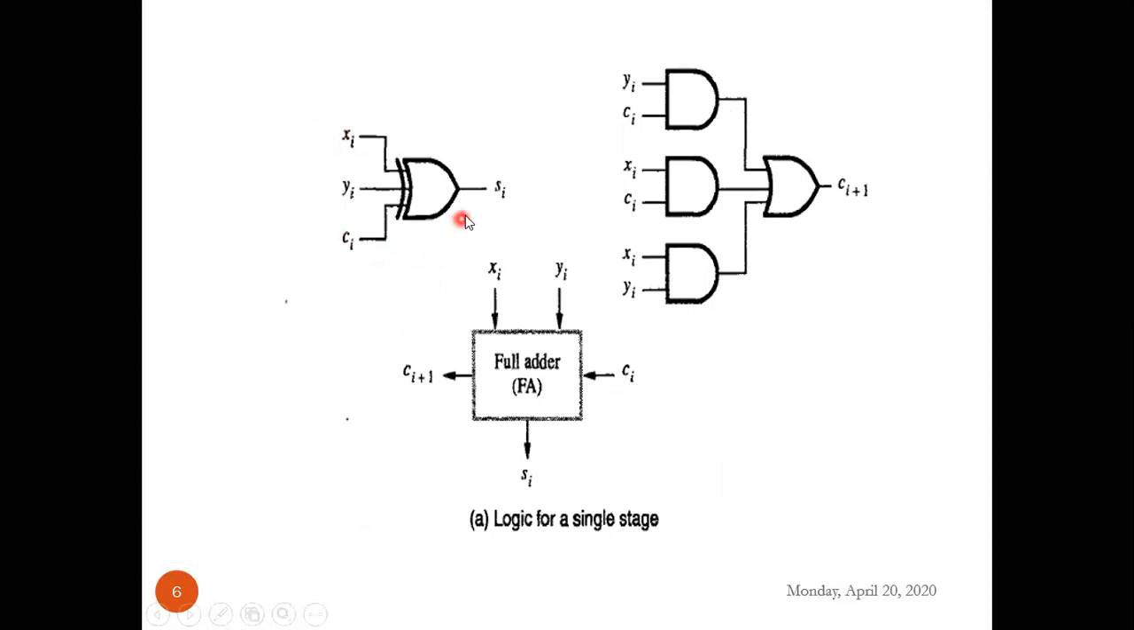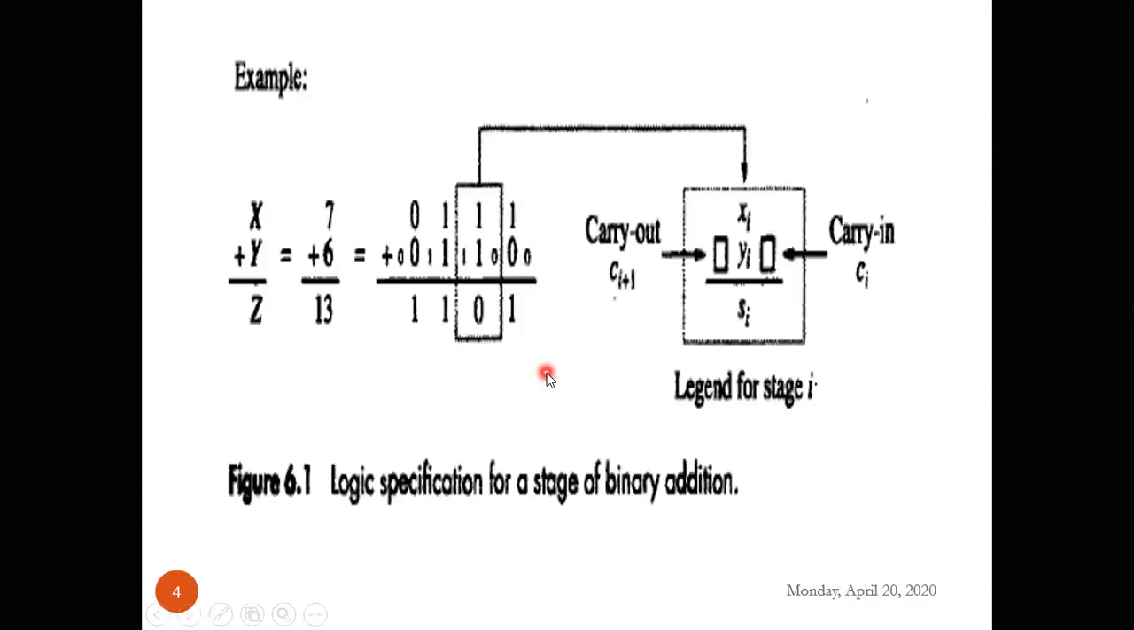As I said, I require 1 3 input XOR gate and 1 3 input OR gate and 3 2 input AND gates. So the circuit which is used to perform addition of 3 inputs and produce 2 outputs is called full adder. So you can look here, the circuit which is used to perform addition of 3 inputs, Xi, Yi and Ci, 3 inputs and produce 2 outputs. This circuit we call it as full adder.